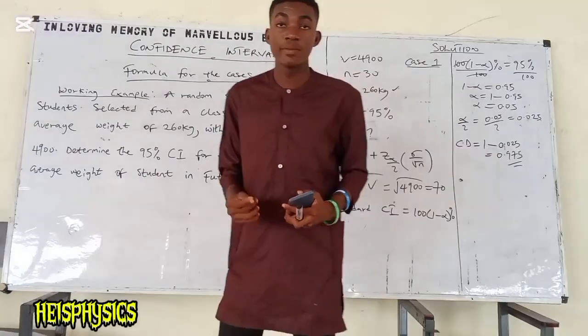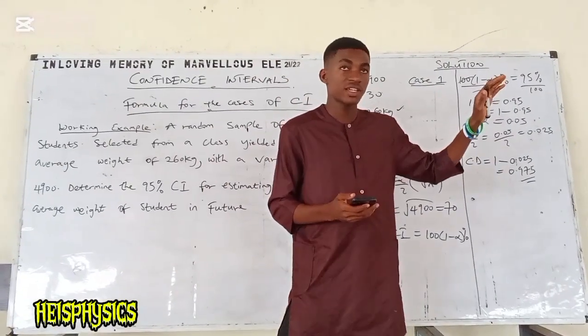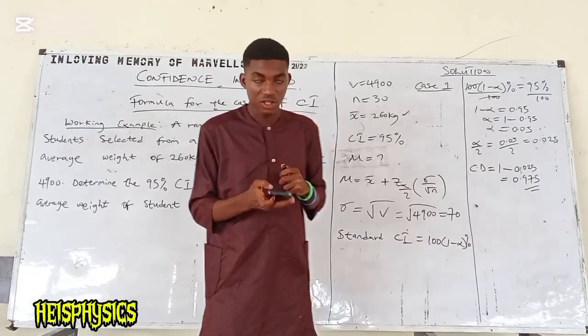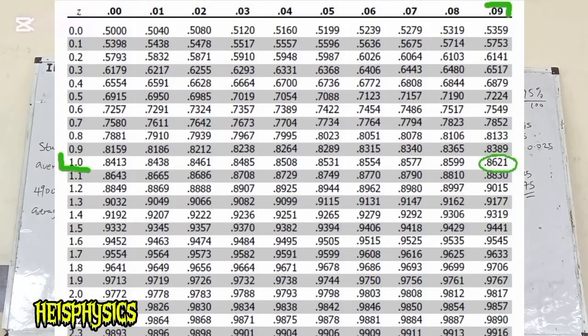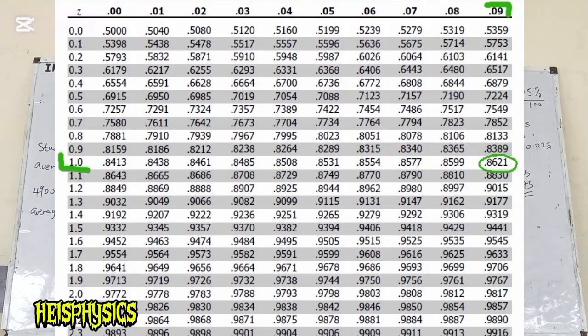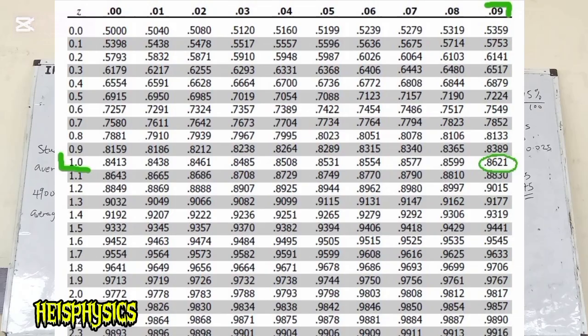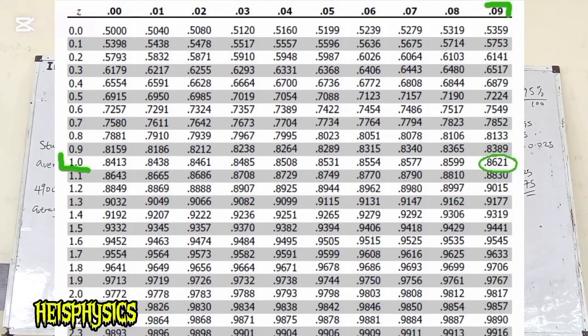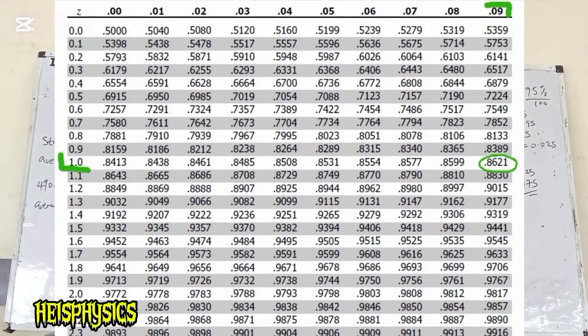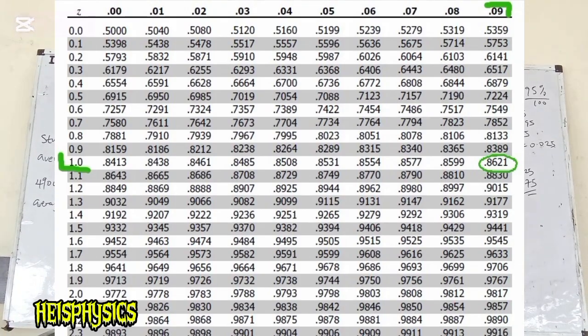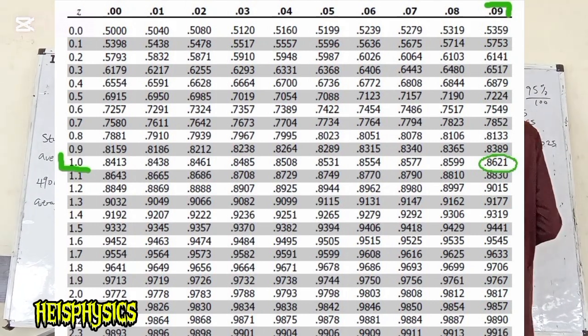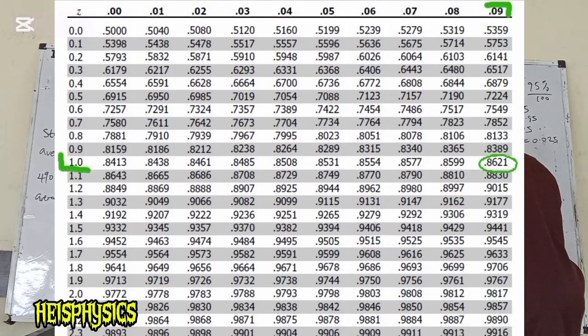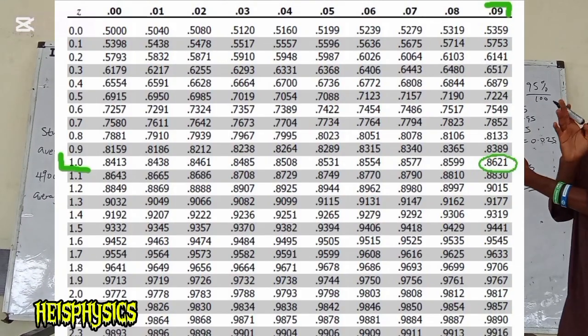So now you go to your z-score table. Don't forget, the cumulative distribution is what you use in your z-score table. So you look for 0.975. 0.975 is under 1.9 in the vertical and 0.06 in the horizontal. So finally, our z-score value equals the value we get in the horizontal, which is what?